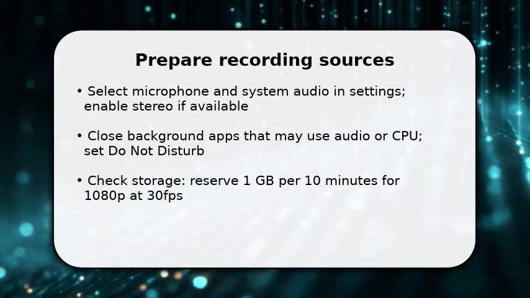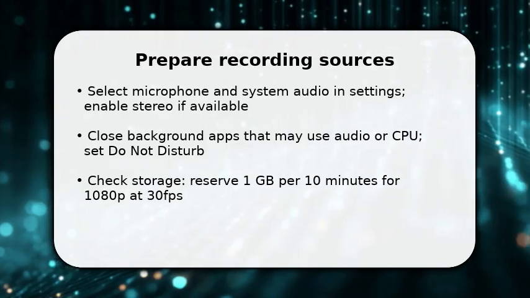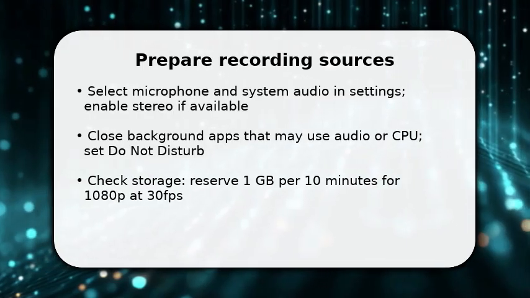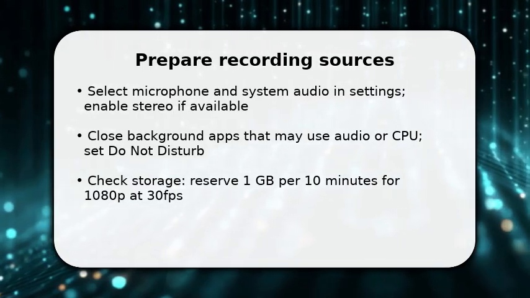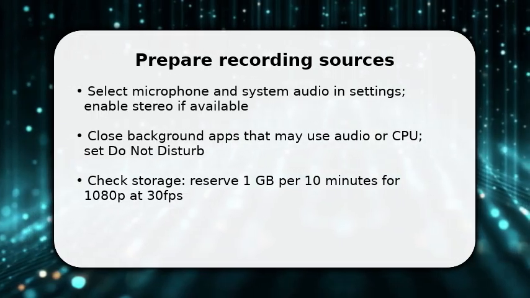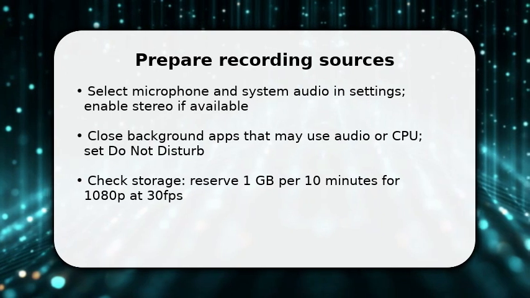Once done, reduce noise by closing apps that steal audio or CPU. Make sure you have enough disk space. High-quality captures use roughly 1 GB per 10 minutes at 1080p 30 FPS. Now you're ready to move into layout and source selection.